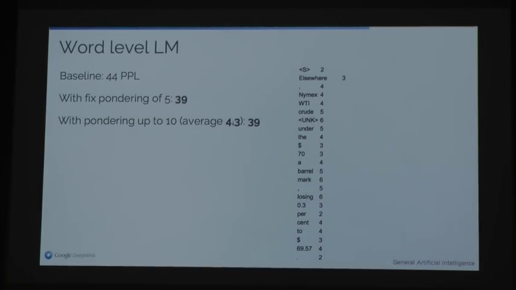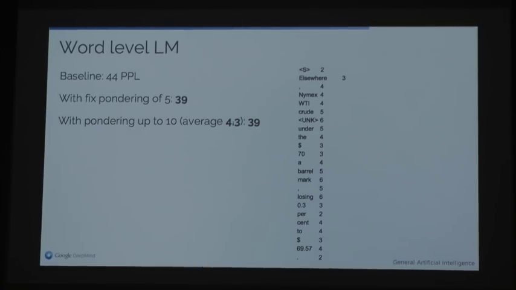The first finding was that adding a fixed amount of computation, basically giving five extra steps of computation between each pair of words, gave a pretty significant difference. You went from a perplexity of 44 down to 39. Allowing that difference to be adaptive with a pondering maximum of 10 using adaptive computation time didn't actually reduce the perplexity any further. It slightly decreased the overall computation time, so you went from 5 down to 4.3. So there's some slight increase in efficiency, but probably not enough to be worth rebuilding your pipeline for.